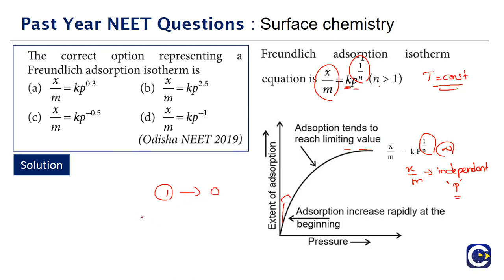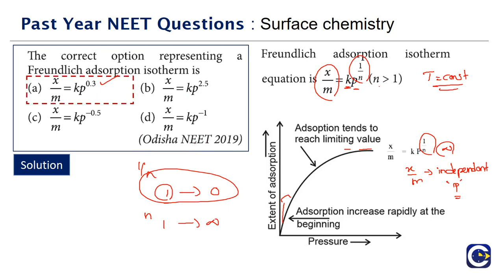So n value accordingly will be increasing from 1 to infinity. So 1 by n value will be changing from 1 to 0. So 1 by n value, the power of pressure, should be in the range of 1 to 0. So if you look at the options, only option A, the power of P is 0.3, which is in the range of 1 to 0. So the correct equation that represents the Freundlich adsorption isotherm is x by m is equal to K P power 0.3.